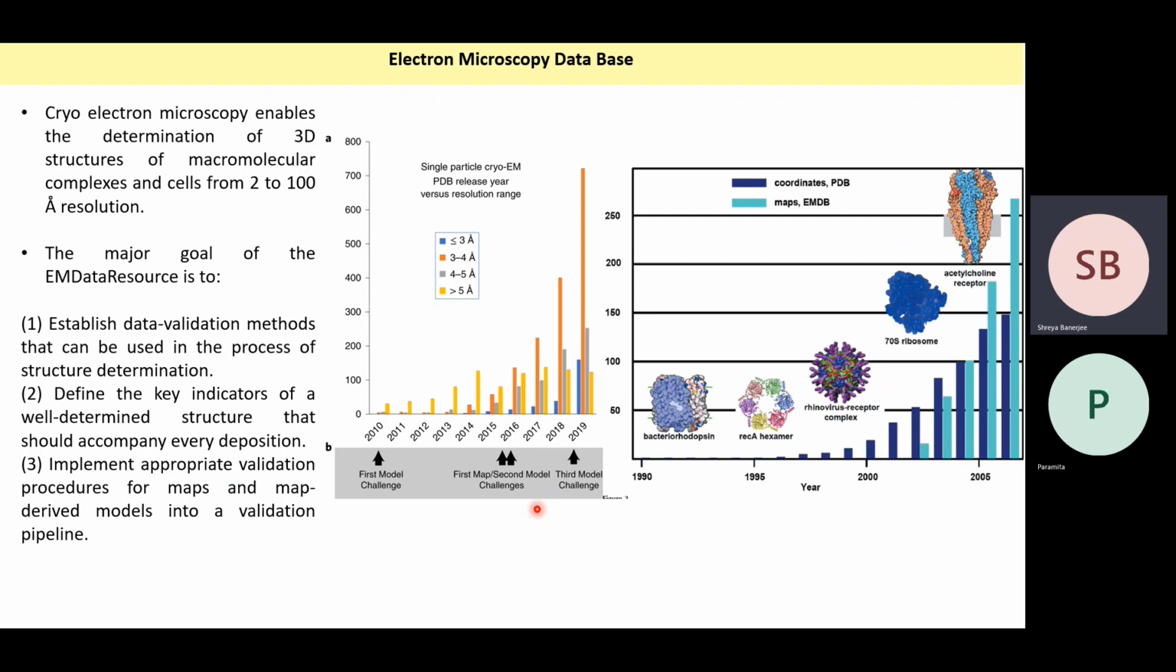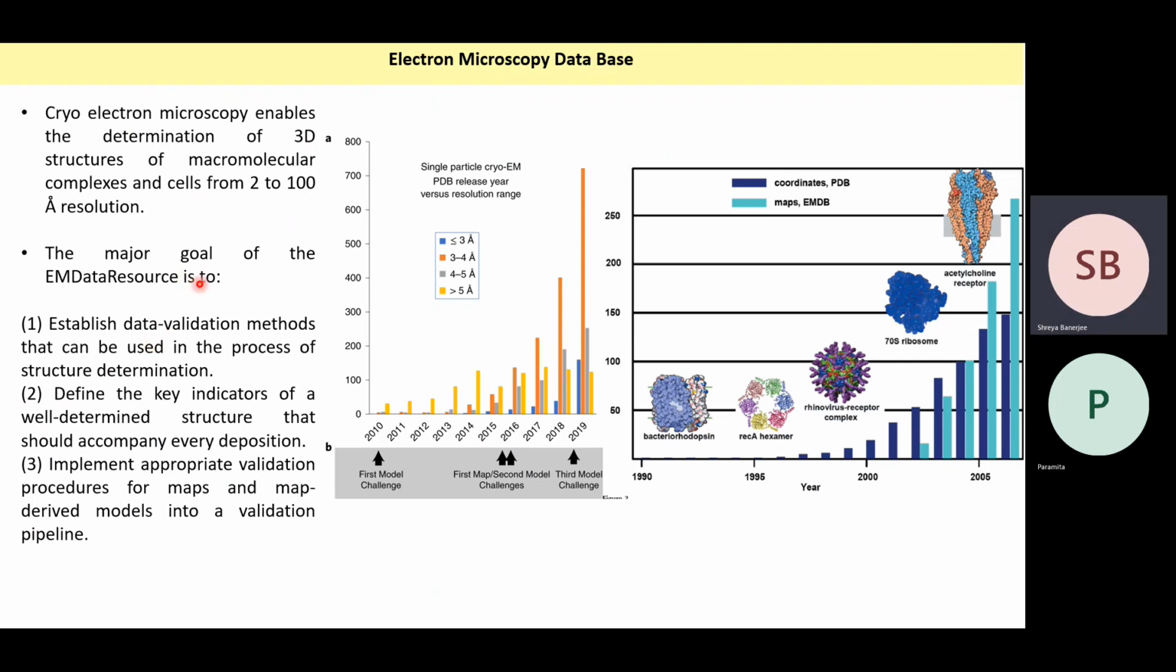So we saw the Protein Data Bank. Another database is known as the Electron Microscopy Data Bank, or EMDB. Cryo-electron microscopy enables the determination of 3D structures of macromolecular complexes and cells from 2 to 100 angstrom resolution. And all the cryo-electron microscopy structures are deposited in the Electron Microscopy Data Bank, or EMDB.